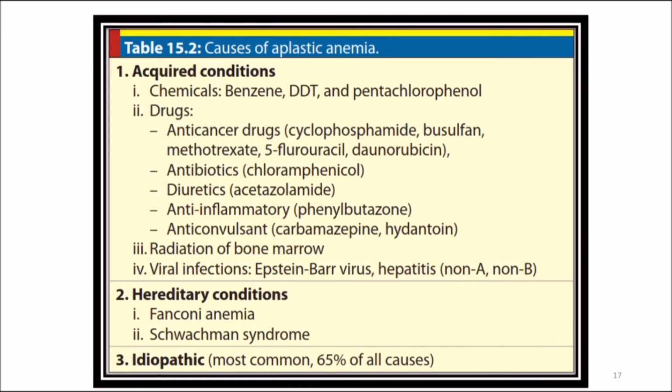So what are the causes of aplastic anemia? There are different causes of aplastic anemia. In the box given here, you can see a list of causes. They can be acquired conditions, hereditary conditions, or idiopathic. The most common is idiopathic, 65% of all the causes. Acquired causes can be drugs like anti-cancer drugs, antibiotics like chloramphenicol, diuretics like acetazolamide, anticonvulsant drugs, or chemicals like DDT, benzene, or viral infections like Epstein-Barr virus, hepatitis A, B, etc. Hereditary conditions are Fanconi anemia or Schwachman syndrome.